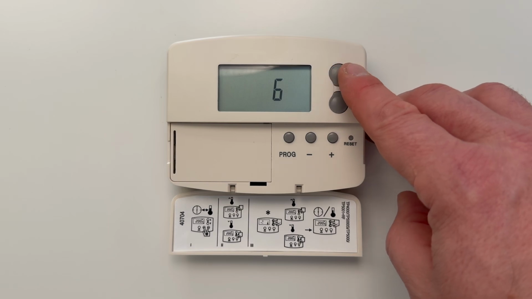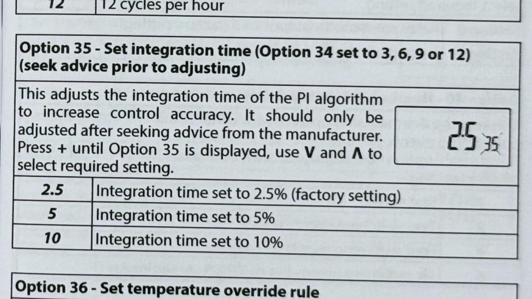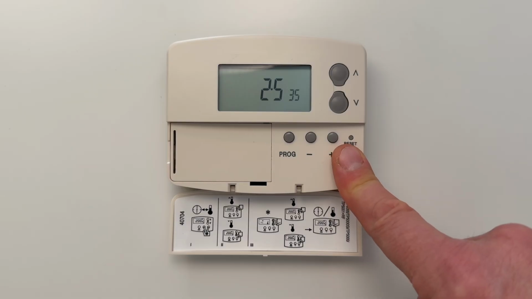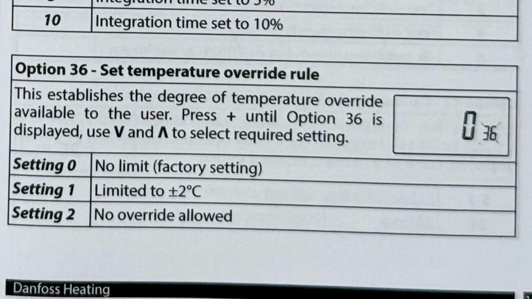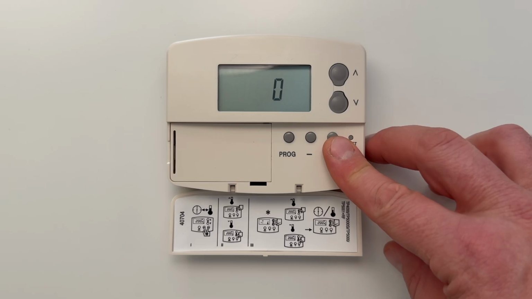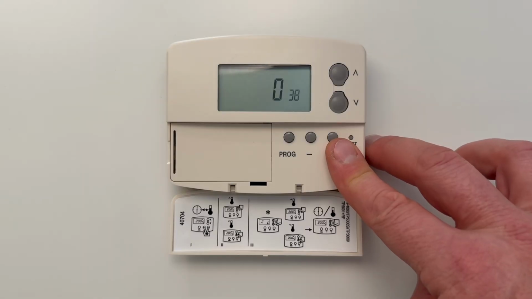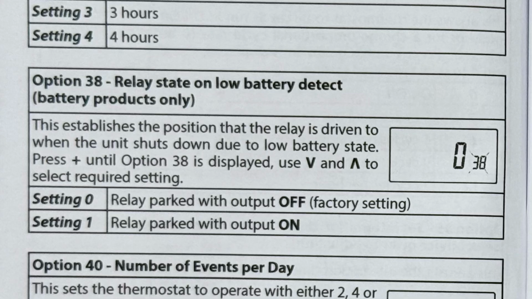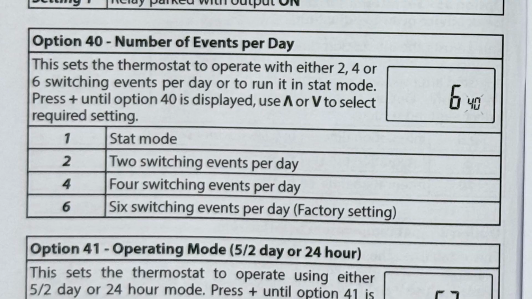6 is 6 cycles per hour, it is the factory setting. And option 35 is for setting the integration time. And option 36 is for setting temperature override rules. Option 37 is to set the time duration of the override rule. Option 38 is the relay state on low battery. Option 40 is the number of events per day.